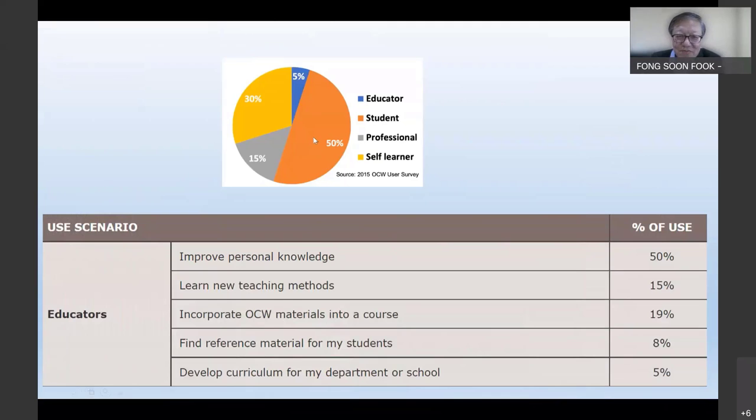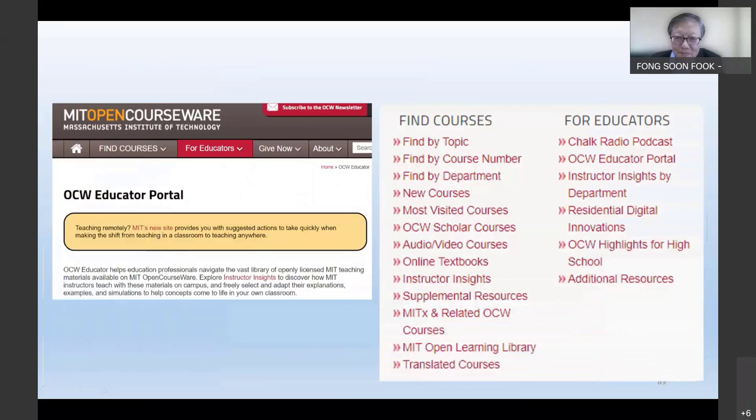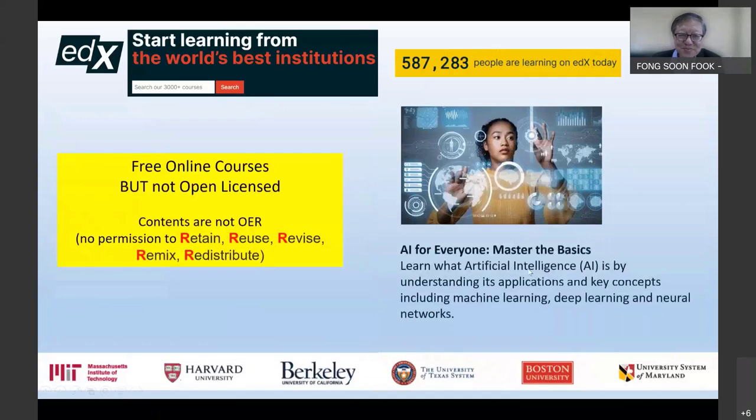You can see the people who come in: students are the majority, then educators, professionals, self-learners. Students come in because they want to enhance their personal knowledge and support their courses. And you can find materials according to topics and many kinds of filters.